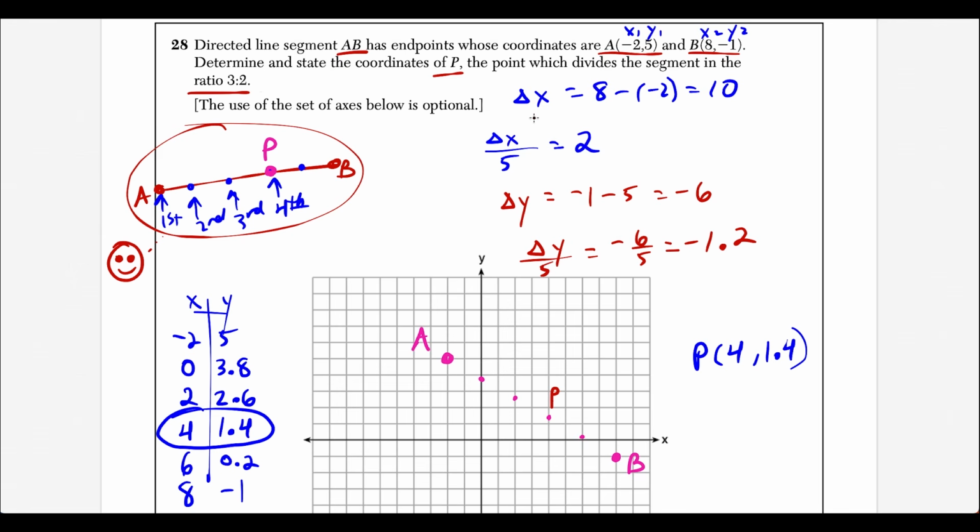That's why I prefer to calculate delta X, delta Y, and then divide those by the number of parts in your line segment, and then that'll tell you how to essentially rise and run to get from one point to the next. So our solution is here. Point P is at 4, comma 1.4.